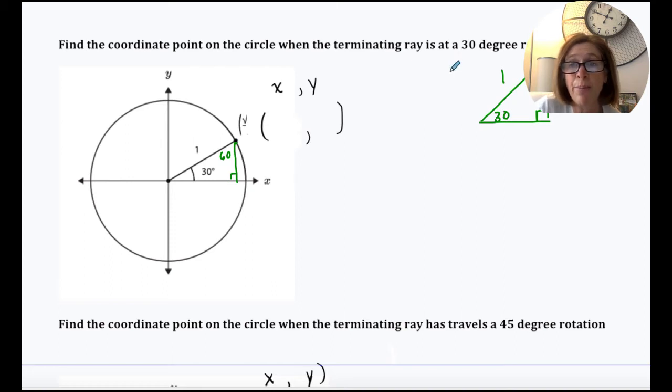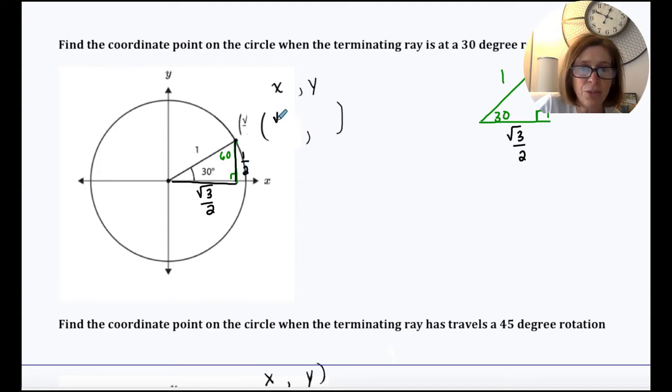I have to remember that my relationship is that the side opposite 30, the short leg, is half of the hypotenuse. So this would be 1/2. And then the side opposite 60 would be 1/2 root 3, which we write as root 3 over 2. All right, so that tells me that this segment right here is root 3 over 2. This segment right here is 1/2. So this would be my x-coordinate, and this would be my y-coordinate. So root 3 over 2, 1/2.